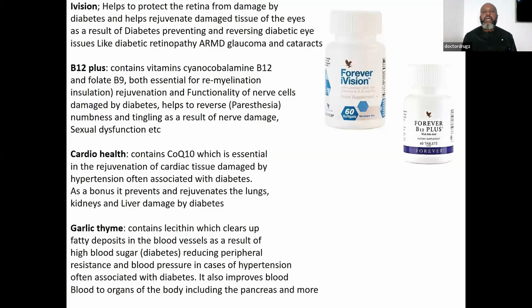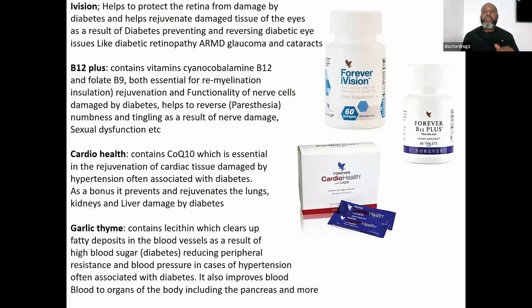Then we have Cardio Health, which contains coenzyme Q10. We talked about its ability to reduce cholesterol, and also it regenerates and rejuvenates the heart, the lungs, the liver, the kidneys, which are points of attack in diabetes oftentimes. We talked about lecithin, and Garlic Thyme has lecithin.